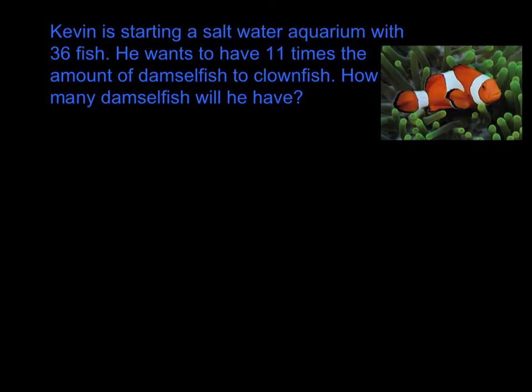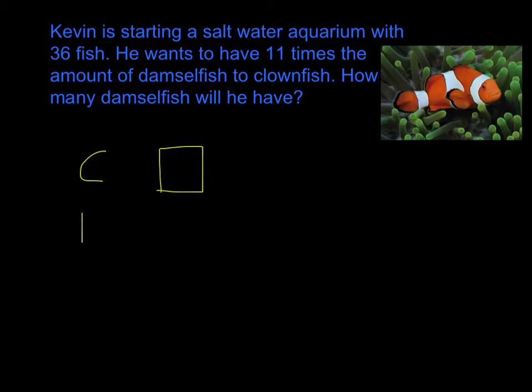Here's one last example. It says Kevin is starting a saltwater aquarium with 36 fish. He wants to have 11 times the amount of damselfish as clownfish. How many damselfish will he have? Well, we start out with our damselfish, and we know that he wants to have 11 times the amount of damselfish to clownfish. We don't know what the clownfish quantity is, so we're going to represent the clownfish with just one box.